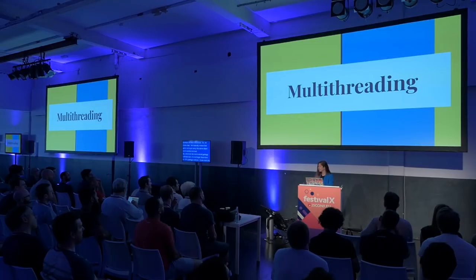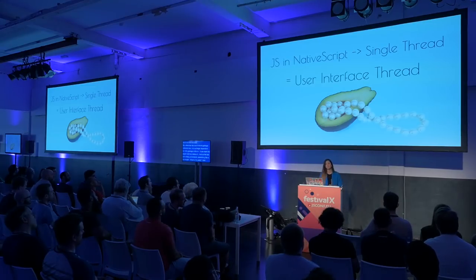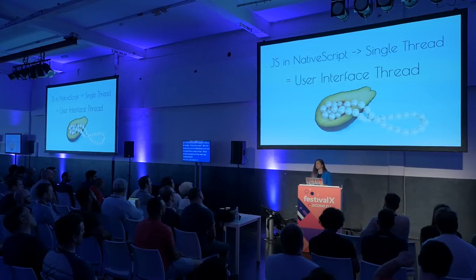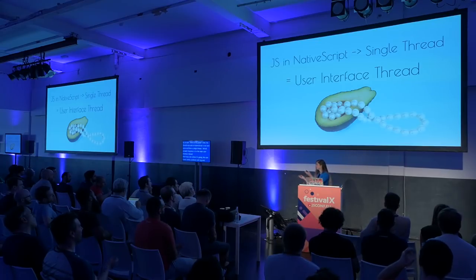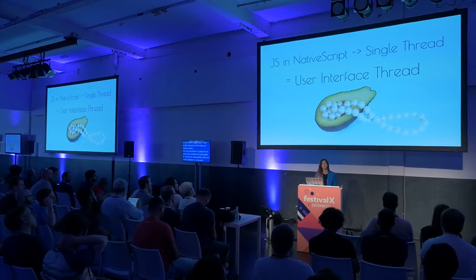And as the last part of the presentation, something a bit simpler, multi-threading. What is the point? Well, the JavaScript code in NativeScript is executed on a single thread, which actually happens to be the main user interface thread. And if you see where I'm going, this can cause some problems with lag and jank. So you can see some glitches while your mobile application is being used, and this is not the best experience for a native mobile application as well.